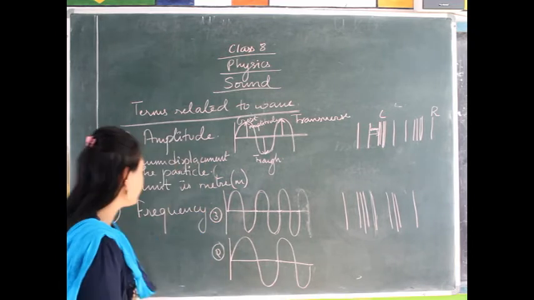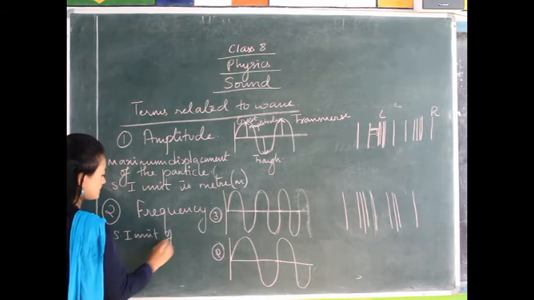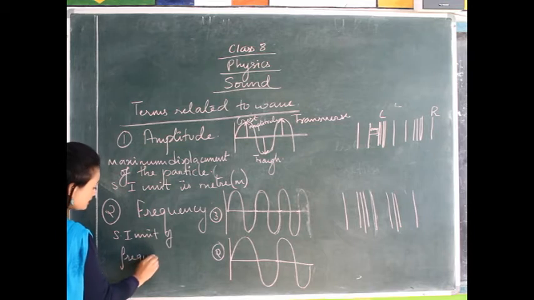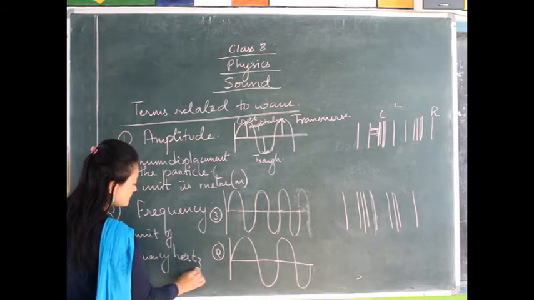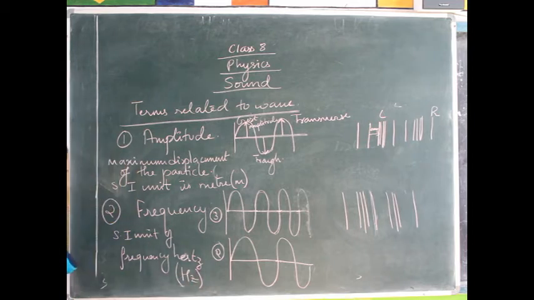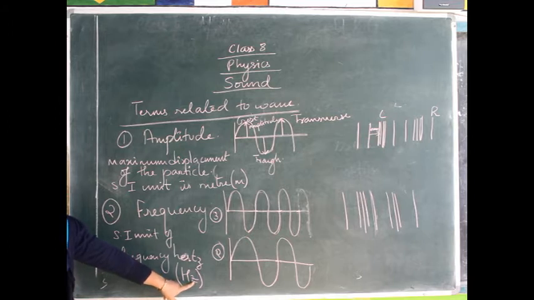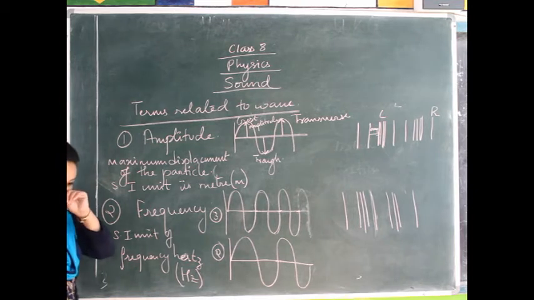And the SI unit of frequency is Hertz. The symbol is capital H small z. This is how we write Hertz. The SI unit of frequency is called Hertz, named after the scientist. It's symbolized with capital H small z. This is the SI unit of frequency.